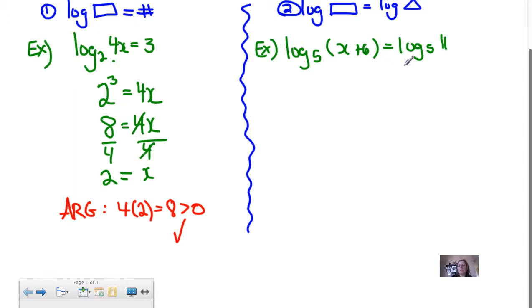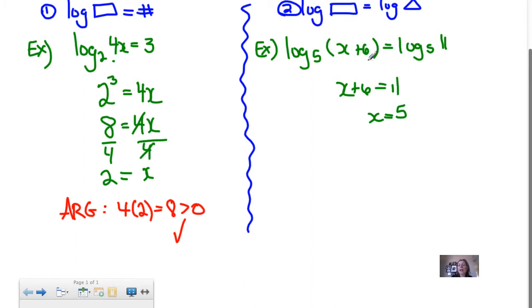On this side, we've got a log something equals the log of something else. And if you get to the point where your two bases match, then I know that if I've got the log of something equals the log of something else, the two arguments have to equal each other. So as long as my bases are the same and I have no other terms going on here, I just have log something equals log something else, then all I have to do is talk about my arguments. So x plus 6 is equal to 11, and then I'm going to subtract 6 on both sides. So x is equal to 5.